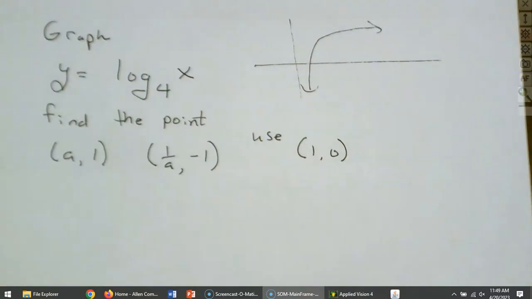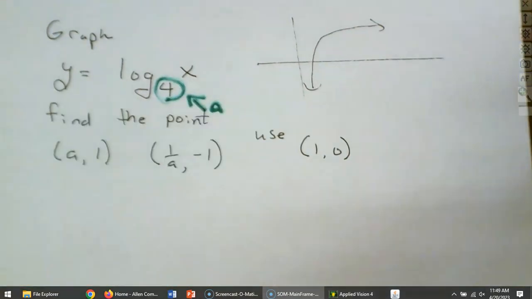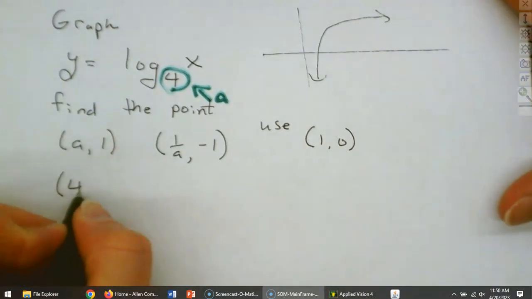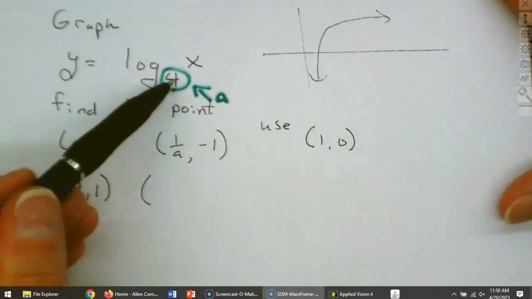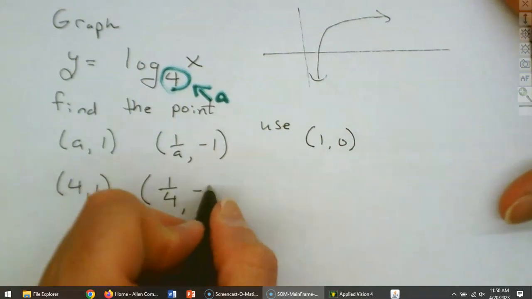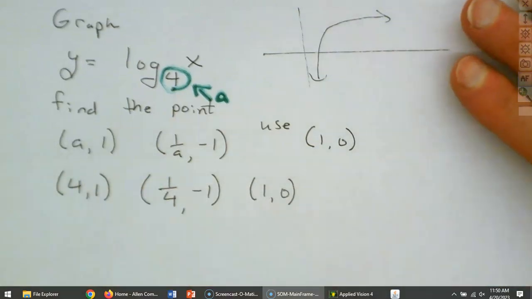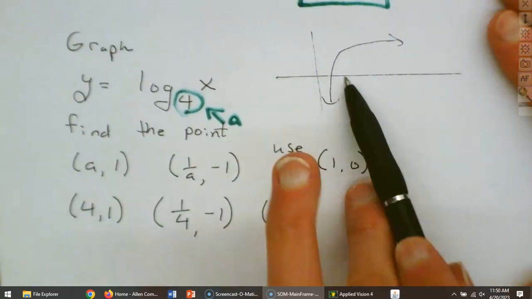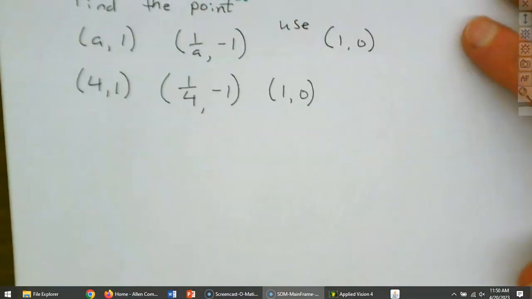So what is our a, by the way? That's your 4. 4 is your a. So what do my points look like? Well, a comma 1 would be 4 comma 1. Then we have 1 over a, so that's 1 over 4, a fourth there. And then we have a minus 1. And then we have 1, 0 there. We've got all of our points. Now, we know the graph should look similar to this. So let's graph this one real quick here.